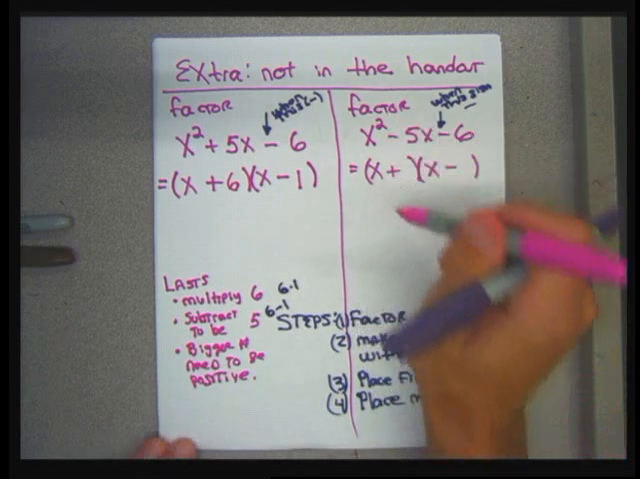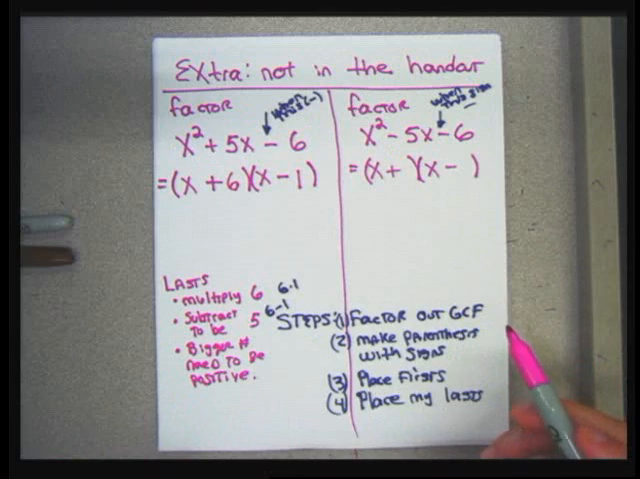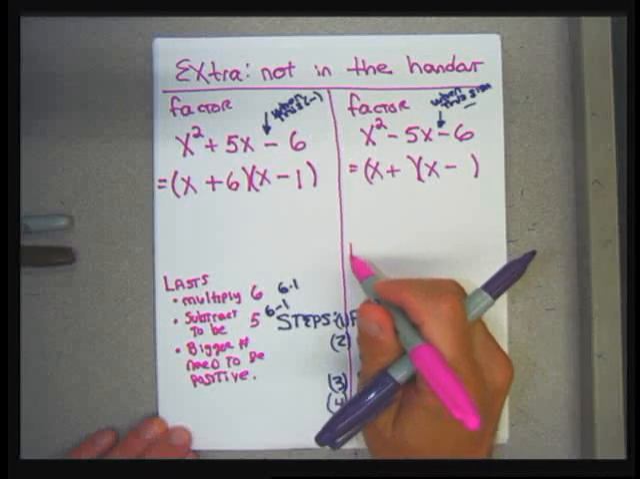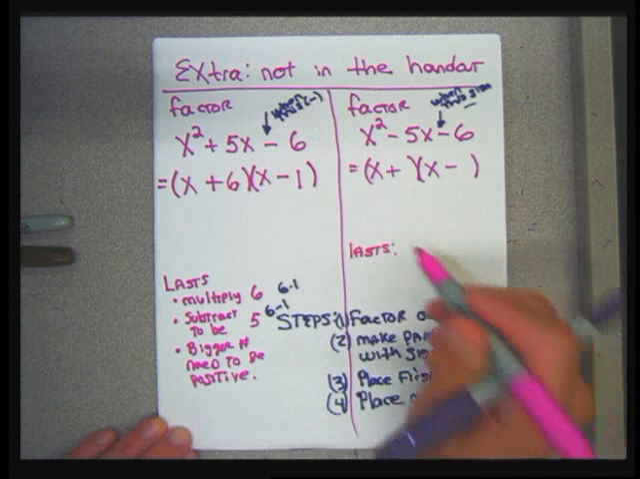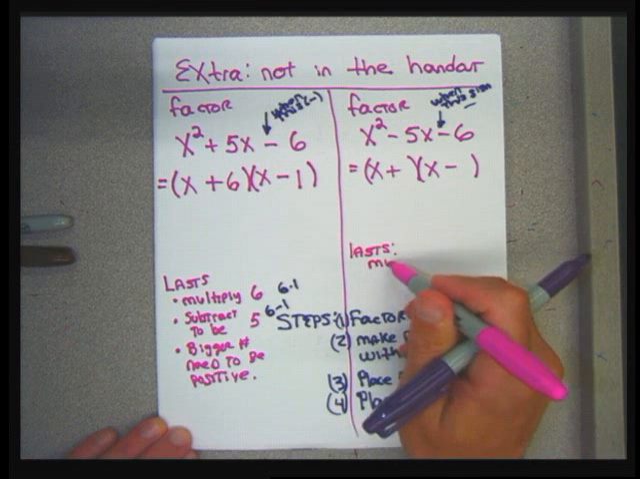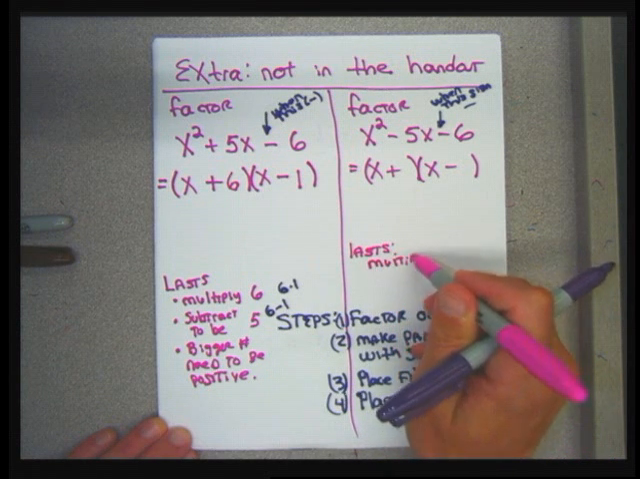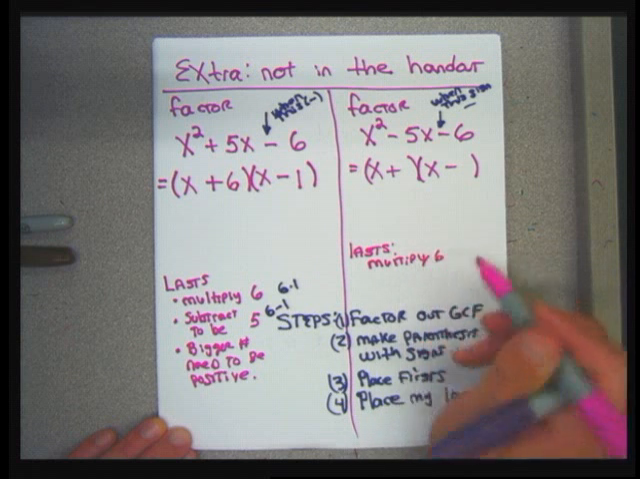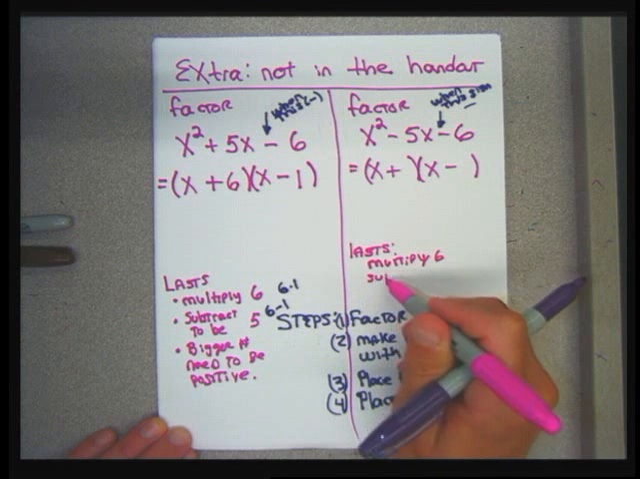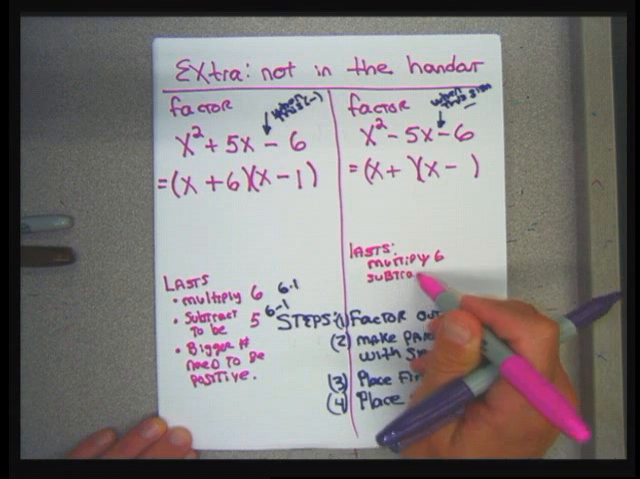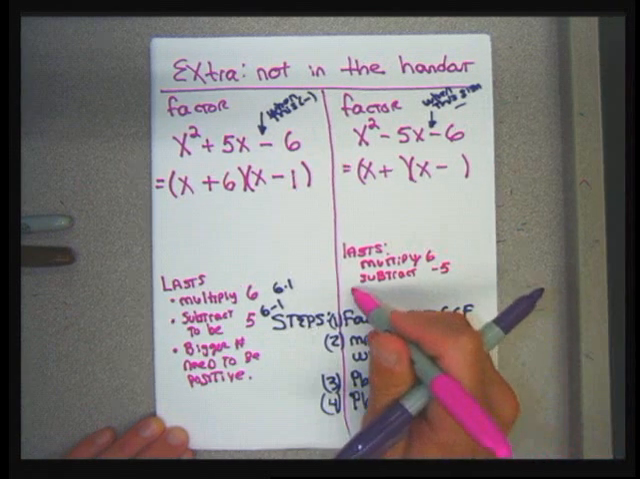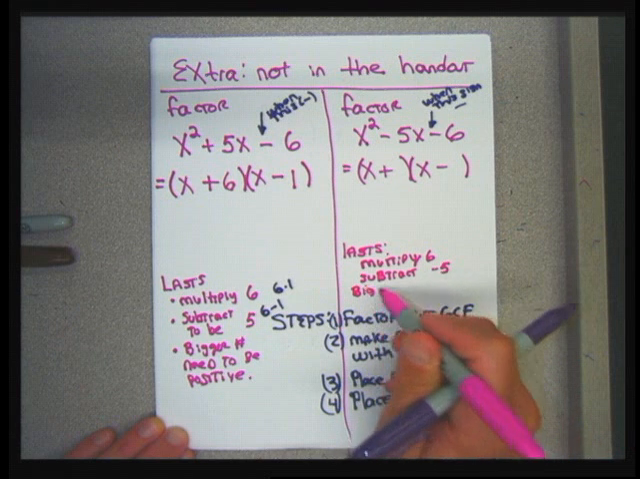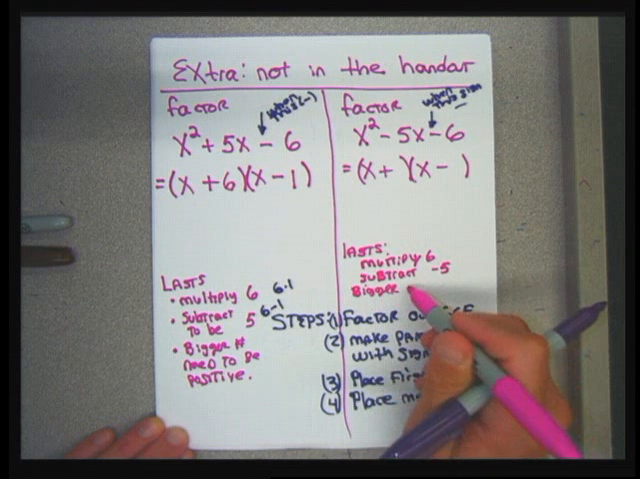This version over here of the problem is almost the same but just subtly different. When I go to find the lasts for it, it's almost the exact same instructions. My lasts are going to multiply to that last number 6. They're going to subtract to be the middle number, and the middle number is negative 5. And to get the negative to happen, the bigger of the pair needs to be negative.